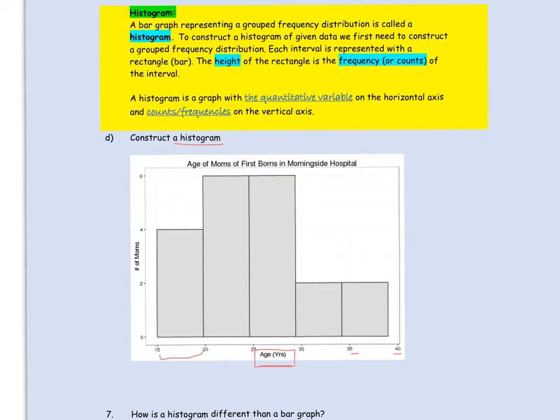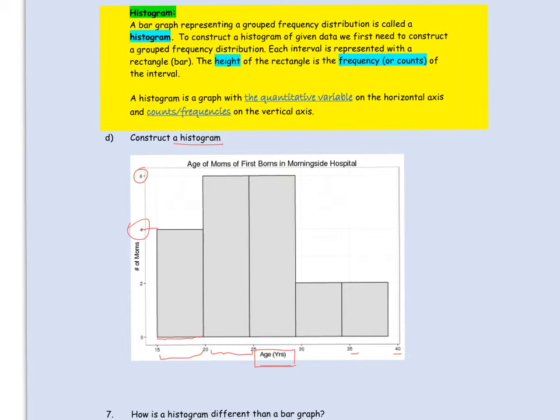So the base represents the range of ages, that is 15 to 20, and the height represents the number of moms that fall into that age group. So the first bar tells us that in the age group of 15 to 20 years, there are 4 moms. In the age group of 20 to 25 years, which is the second bar, there are 6 moms, and so on.